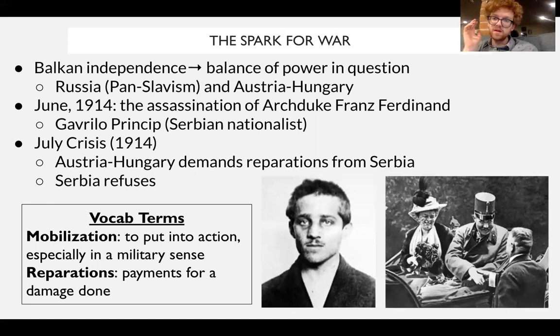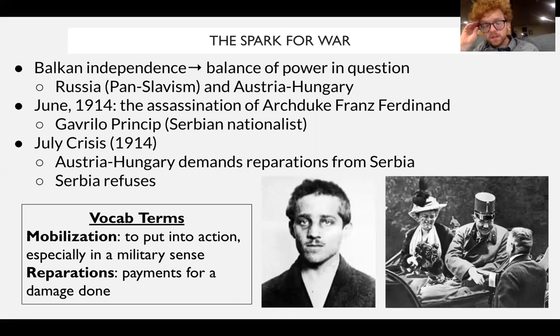And Princip, with a gun, is going to slowly walk up to the car, fire 2 shots, and shoot the Archduke and his wife in the throat. Princip is quickly arrested, but he's not entirely aware of what he has just set in motion. It's a little sad. The Archduke's last words were to his wife, actually, "Think of our children." But you have the death of a major political figure. How are the nations of Europe going to respond? Well, how is Austria-Hungary going to respond?